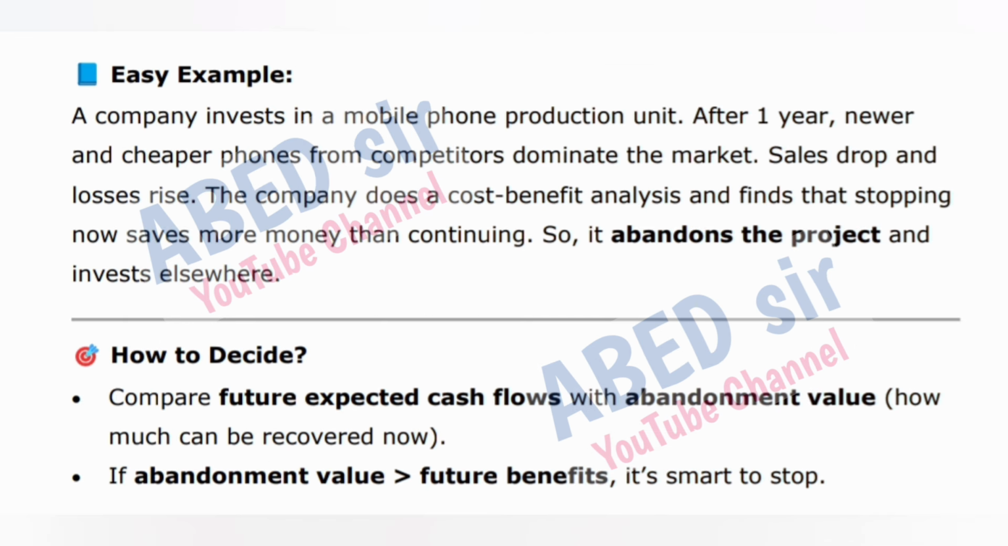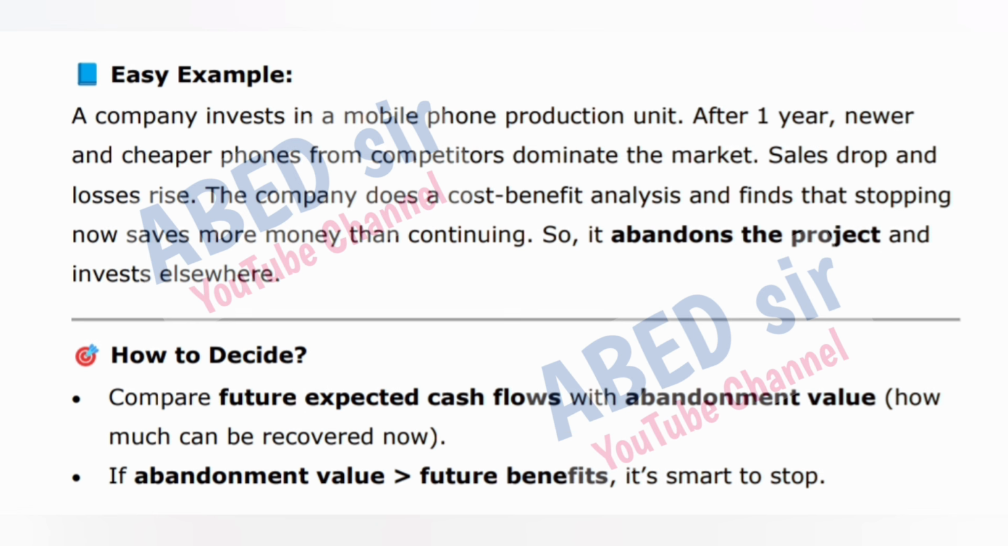Easy example. A company invests in a mobile phone production unit. After 1 year, newer and cheaper phones from competitors dominate the market. Sales drop and losses rise. The company does a cost-benefit analysis and finds that stopping now saves more money than continuing. So, it abandons the project and invests elsewhere.